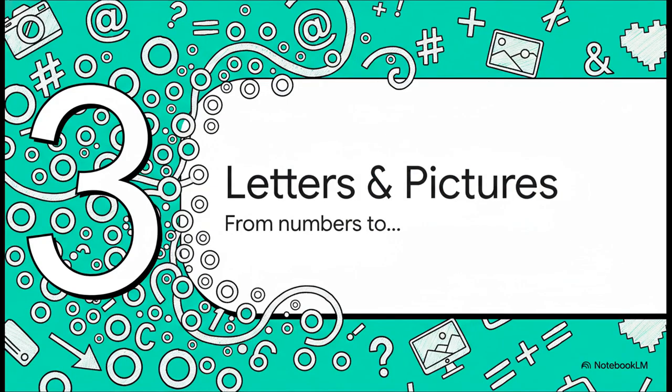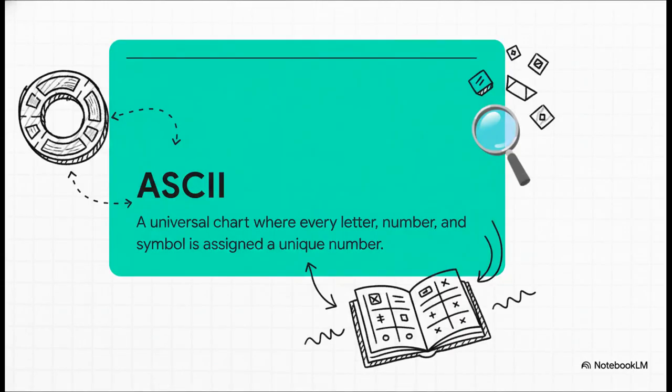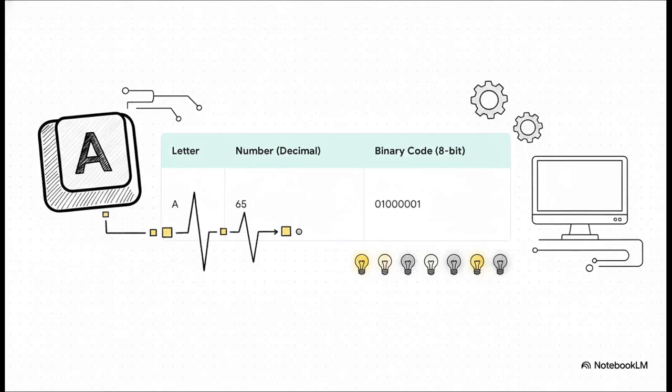Okay, so we can represent any number we want with enough ones and zeros. That's cool. But what about everything else? Like letters, symbols, or even pictures. This is the next big leap, right? How do you turn the symbol for the letter A into a bunch of on and off switches? Well, the answer is surprisingly simple. We just agreed on a code. Decades ago, computer scientists created this universal chart called ASCII. The best way to think about it is like a secret decoder ring that everyone in the world agreed to use.